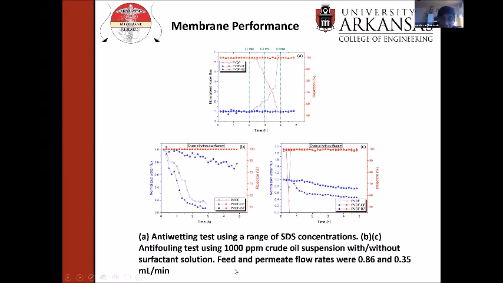We then wanted to look at anti-fouling, again using a model feed stream. So this is 3.5 weight% sodium chloride, to which we added 1,000 ppm crude oil. Again, normalized flux on the left-hand side. This is figure B, y-axis, and time is at the bottom in hours, and the right-hand side y-axis is the rejection. So you can see what happens.